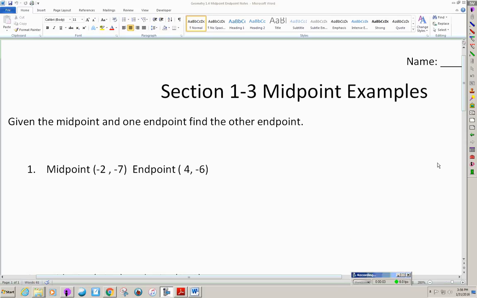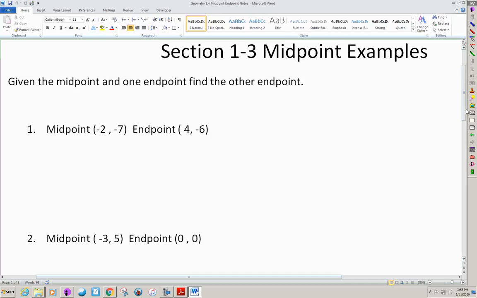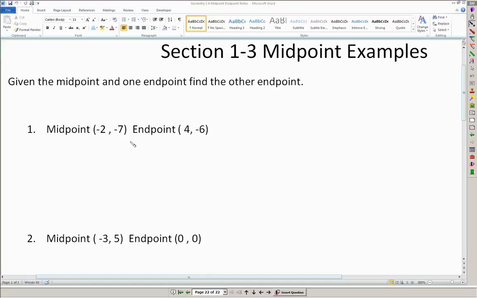This is a continuation of the formulas lesson talking about midpoint. Before, when we talked about midpoint, you were given the endpoints and you used the midpoint formula to find the midpoint. But what if you're given, instead of both endpoints, one endpoint and the midpoint? How do you find the other endpoint?